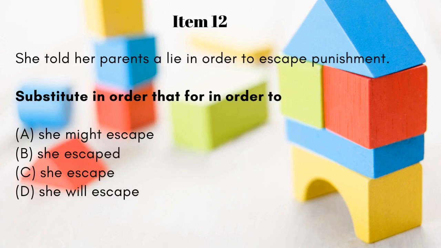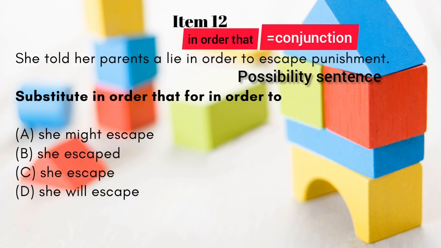Item 12. She told her parents a lie in order to escape punishment. Substitute in order that for in order to. The answer options are A, she might escape, B, she escaped, C, she escape, D, she will escape. Now the sentence that we are supposed to be constructing is called a possibility sentence. A possibility sentence shows that something might happen or can happen.